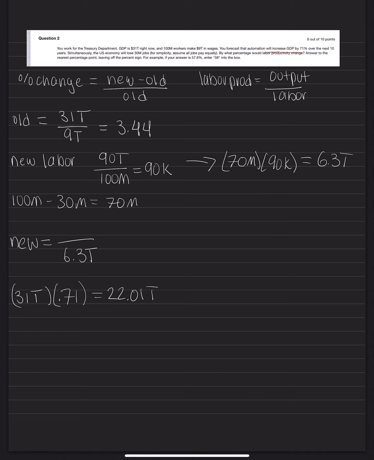And so then we're going to add the 22.01 trillion to the 31 trillion that we already had. And that's going to get us approximately 53 trillion. And so that's our numerator. So the new labor productivity is going to be 53 trillion divided by 6.3 trillion, and we're going to get 8.414.